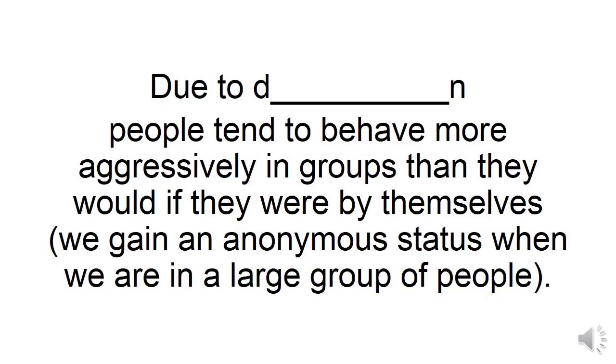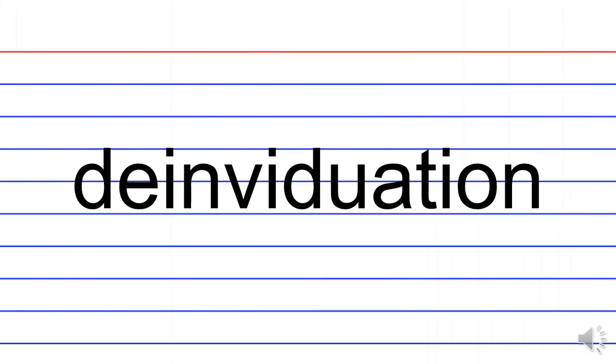Due to D blank N, people tend to behave more aggressively in groups than they would if they were by themselves. And this is where we gain anonymous status when we're in a group of large people. So what is this phenomenon where we gain anonymous status when we're in a large group? That would be de-individuation. And obviously this is a definition card, and this is something that you definitely want to memorize because it's more likely than not to show up in the psychology section of the MCAT.